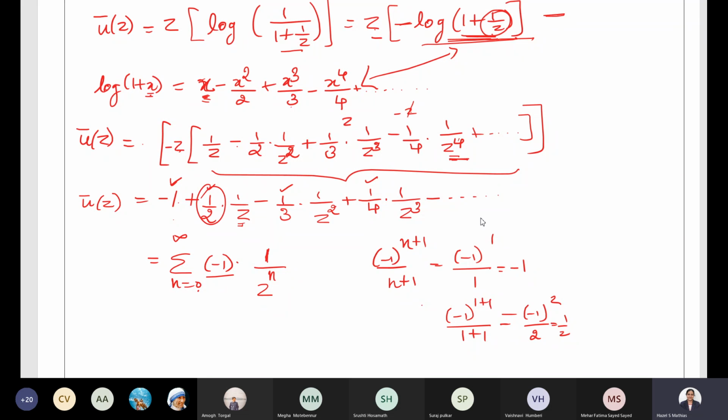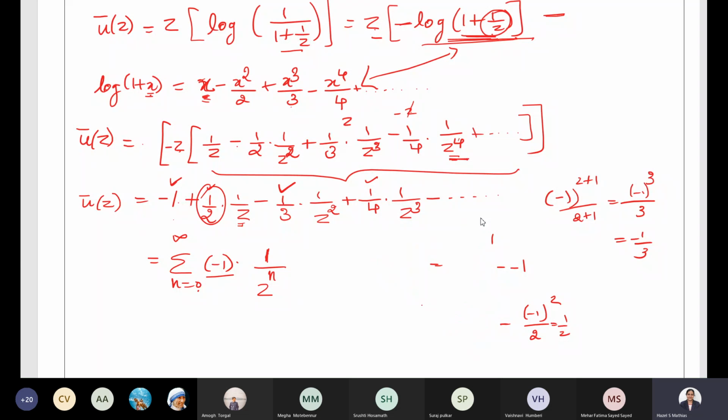Put n equal to 2 now. Minus 1 power 2 plus 1 divided by 2 plus 1. Minus 1 power 3 divided by 3, which is minus 1 by 3. That also is satisfying over here. So like this you need to do some trial and error so that you can write the nth term of that expansion. So I'll write it over here as minus 1 power n plus 1 divided by n plus 1. If you want, check once again by giving different values.